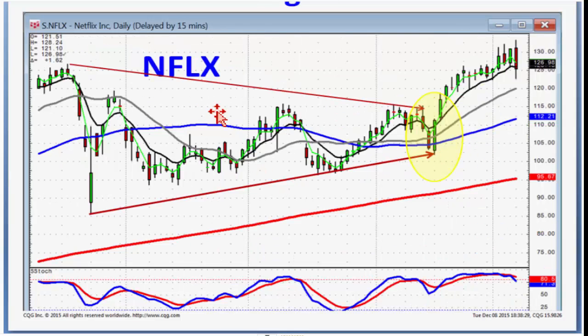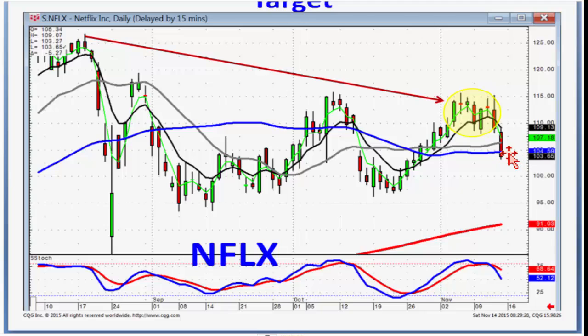So let's see. Oh, that was Netflix. There was that wedge formation. Then notice what happened. Let me go back here a little bit. We did get right back to the 50.